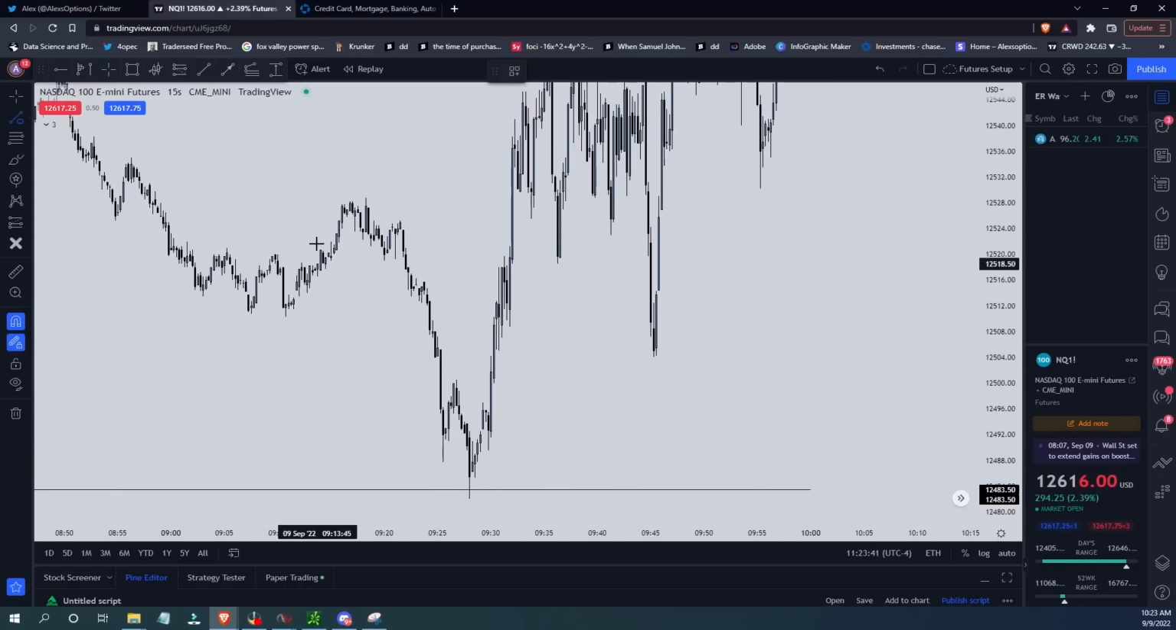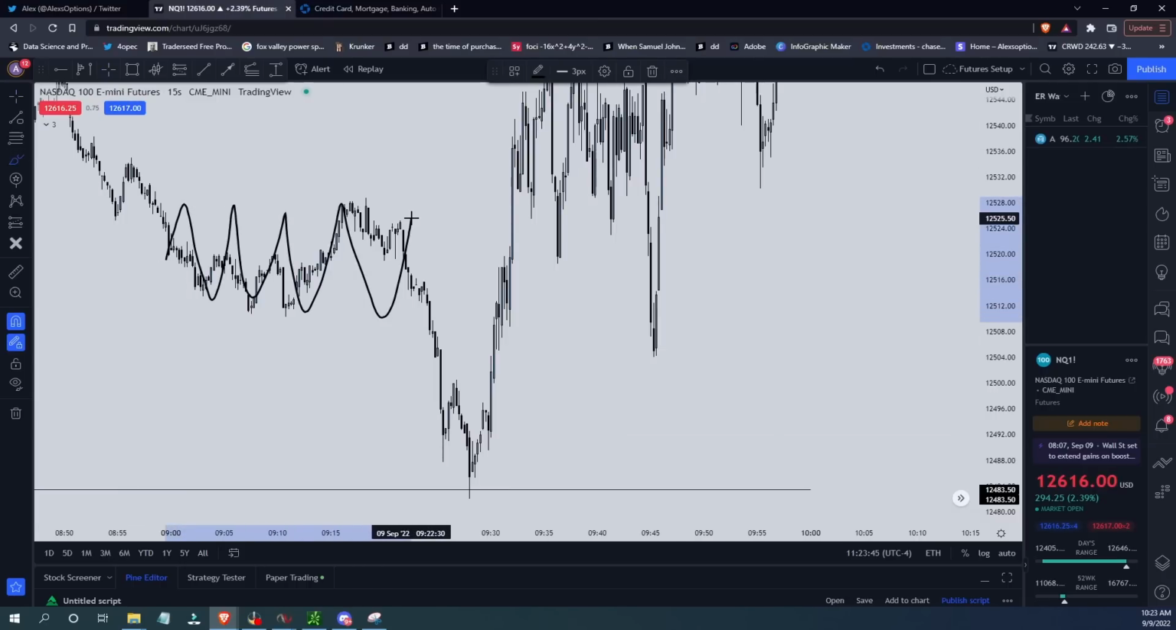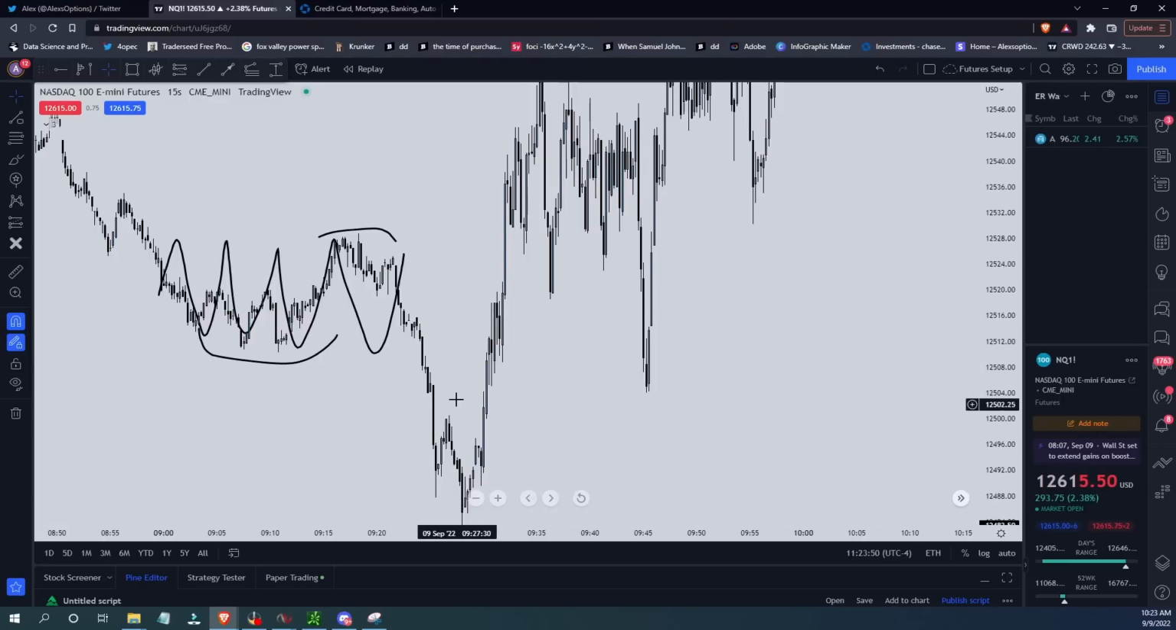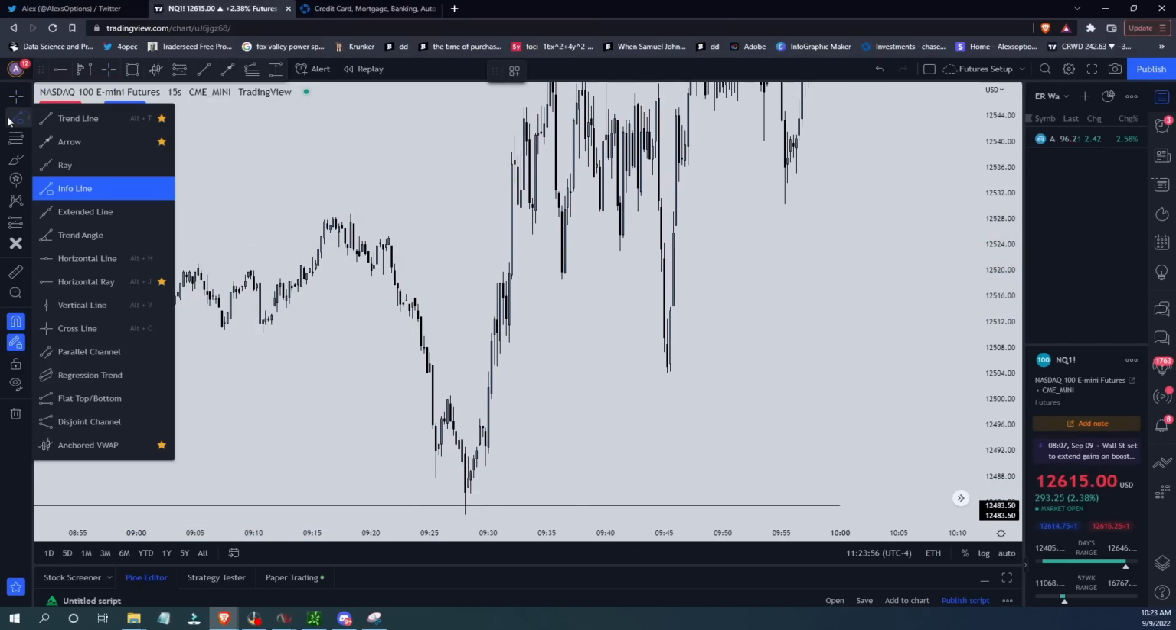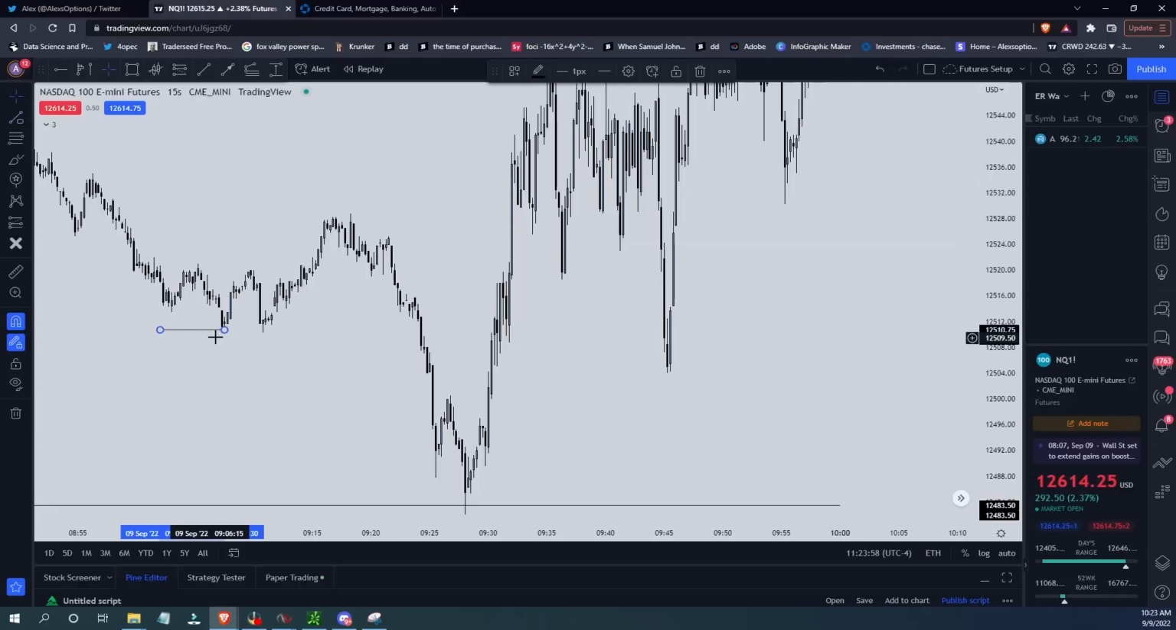So the box setup is where we look for a balanced range of price that creates a high and creates some lows. And we want to see an aggressive move down with fair value gaps and an aggressive move up with fair value gaps. And the fair value gaps are what tell you if it's aggressive or not. If there's no fair value gaps, there's no box setup.